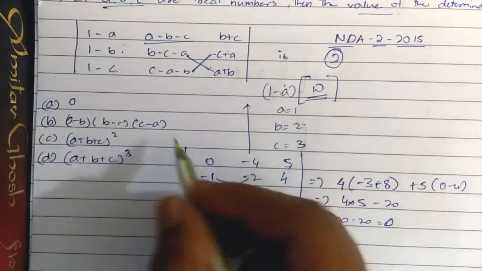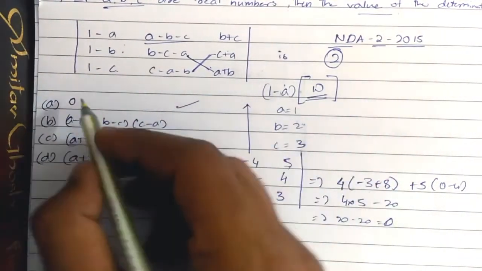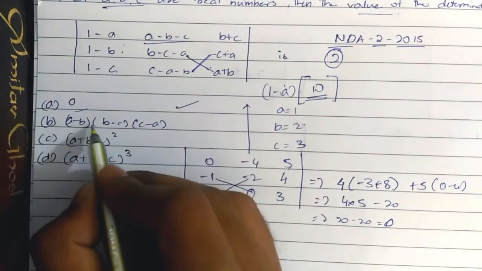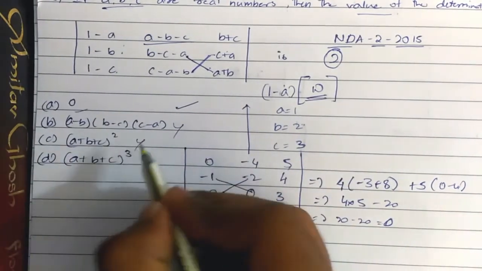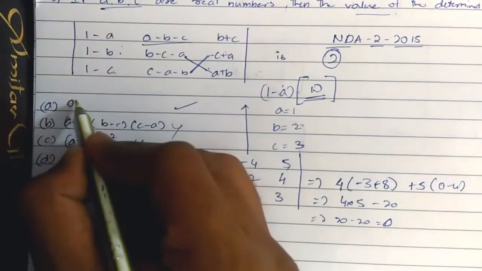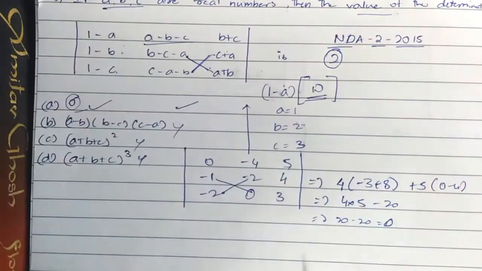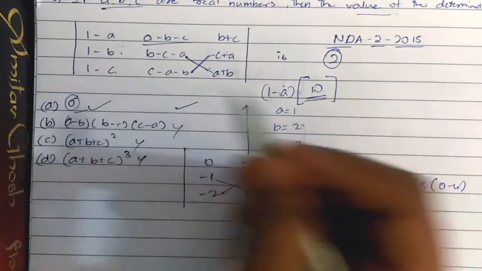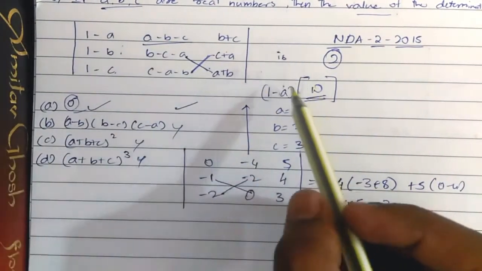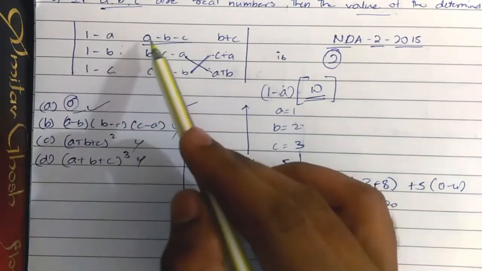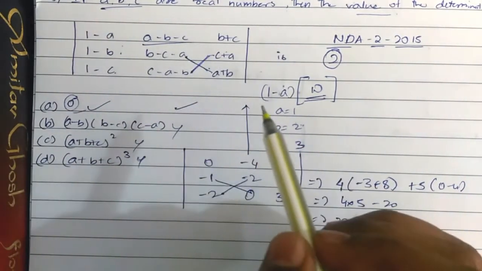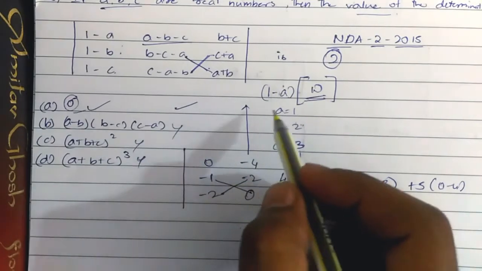So check which option is 0 here. Only this is 0. So this is the answer. You see a minus b, 1 minus 2, this will not come 0. A plus b plus c is also not 0. So this is also not 0. So the answer is 0, option A. So check how easily we are able to solve this. But if you want to do it the normal conventional method, then you have to multiply all this. It becomes a very hectic problem, very difficult to solve.